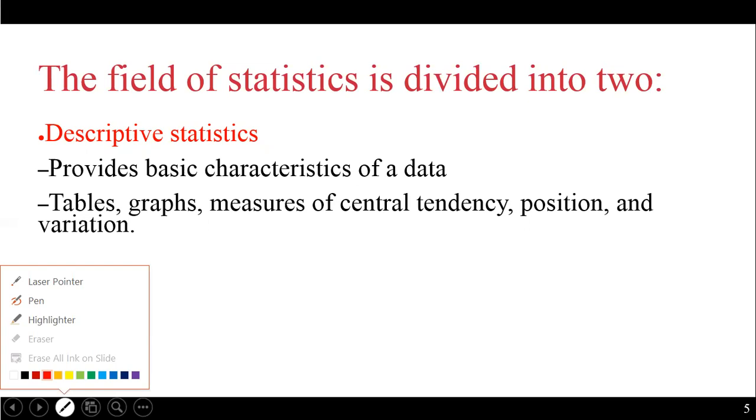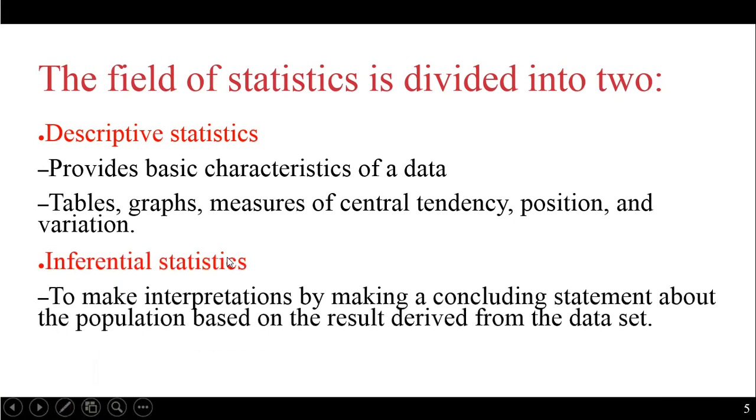Now, please remember that whenever we talk about central tendency, those are measures like the mean, the median, and the mode. For position, we have the quartiles, deciles, percentiles. Now, for the measures of variation, we have range, variance, standard deviation. Okay. Now, for the next one, we have inferential statistics.